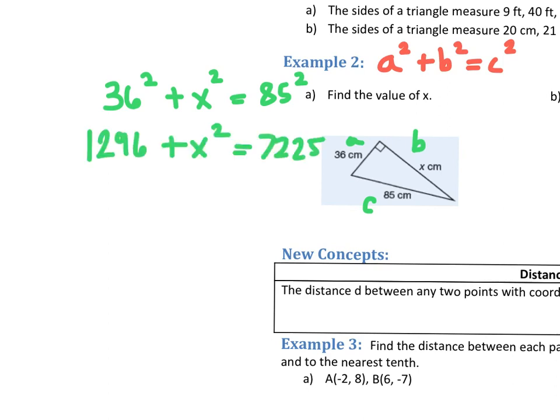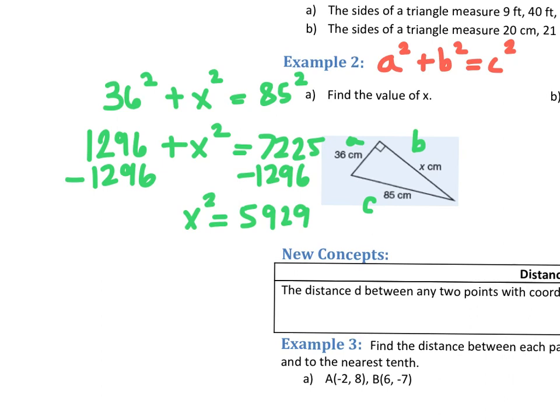Taking 36 squared will give us 1296, and taking 85 squared will give us 7225. We will have to do a little algebra to get x squared alone, so we'll subtract the 1296 from our hypotenuse squared, and that ends up giving us x squared is equal to 5929.